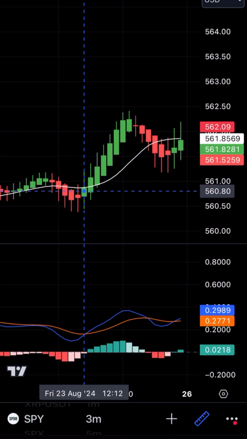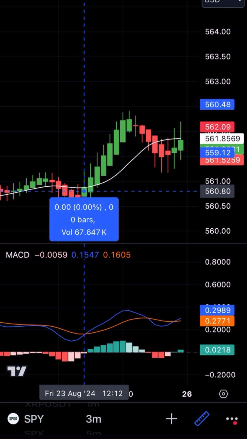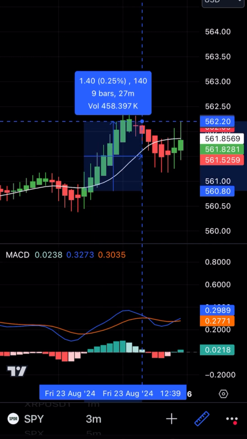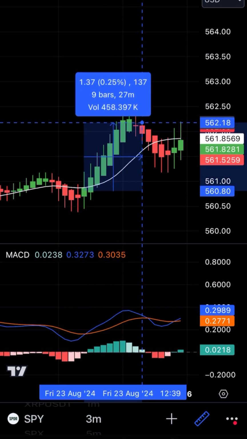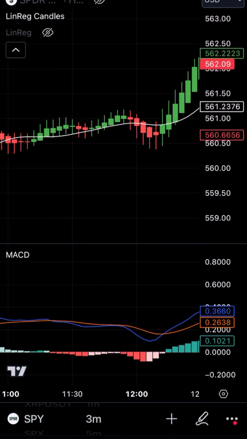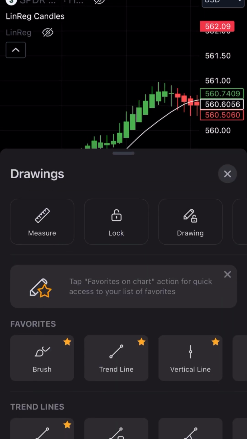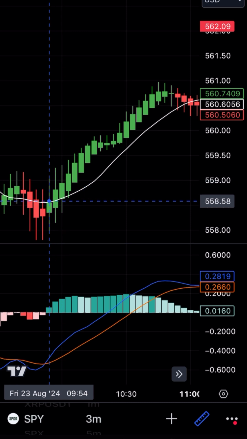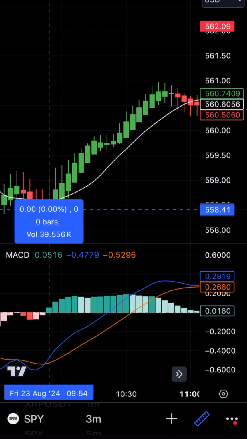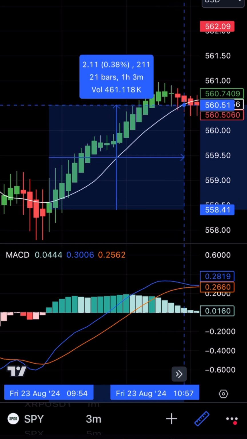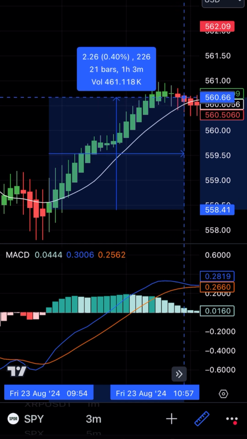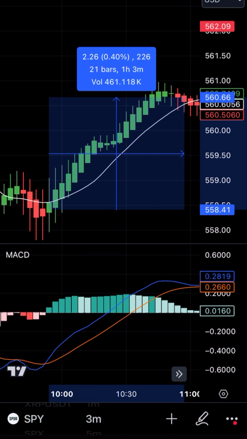You see that happen right here. You see a cross. So from here to here, that's $137 in 27 minutes. It's above the histogram. So right here you see it passing through. You see it passing through right about here. So you enter from here to when it touches again, which is right here. This is $226 with one contract and 1 hour and 3 minutes.